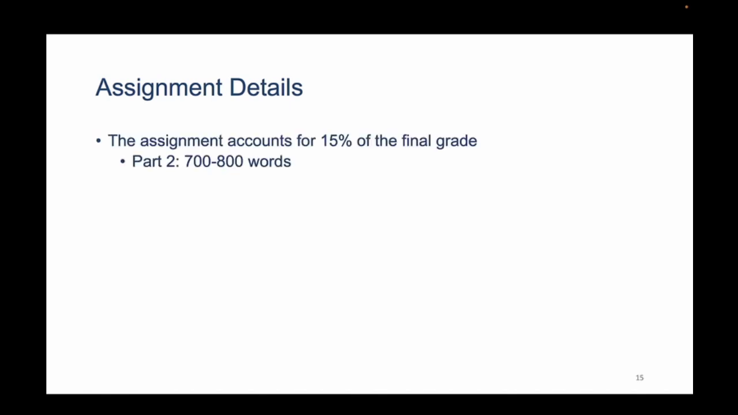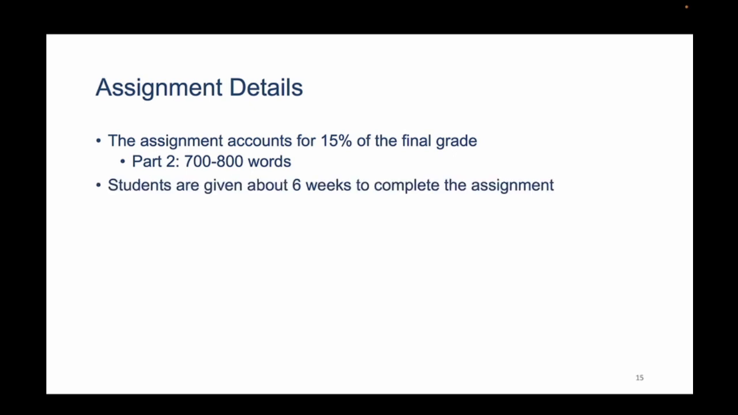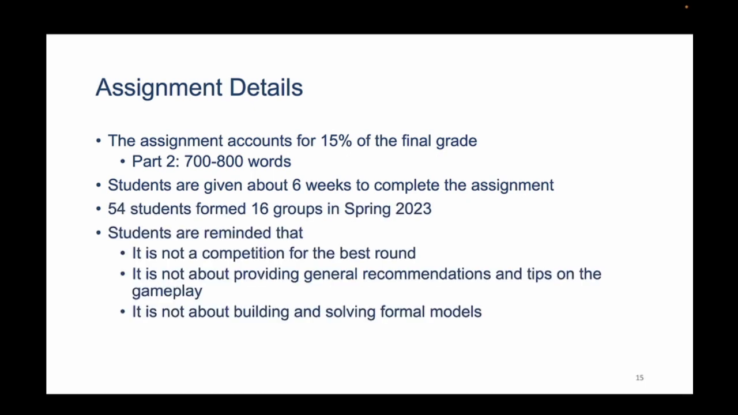Here are some more details of the assignment. It accounts for 15% of the final grade. Students were given 6 weeks to complete it, and in spring 2023, there were 16 groups in the course. I also made several clarifications on the project. For example, one potential concern is that students may perceive a positive correlation between how well the round is played and the quality of their assignment. If this is the case, they may feel compelled to produce a perfect round. To address this issue, I clarified that the assignment is not a competition for the best round.